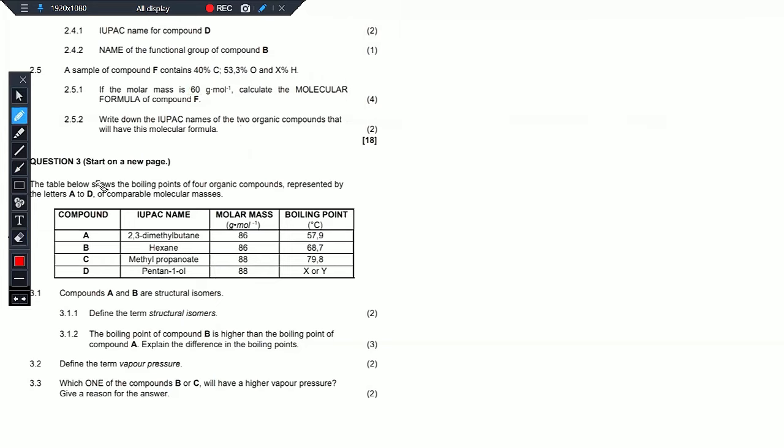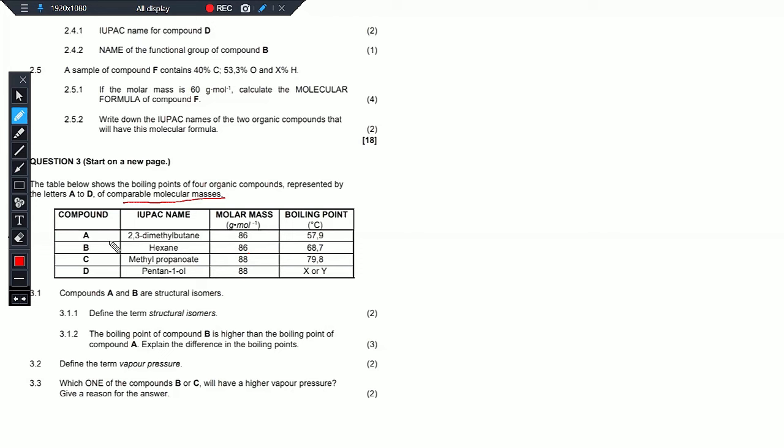And then, okay, question 3 says the table below shows the boiling points of 4 organic compounds represented by the letters A to D of comparable molecular masses. So always note that I said they will always try to keep the molar mass constant, even if it is not exactly equal, but they will try to have similar relative molecular mass. So as you can see here, 86, 86, and then 88, 88. So this is roundabout the same molecular mass.